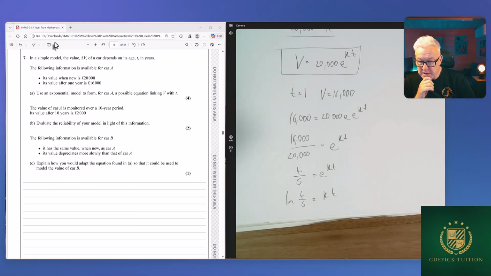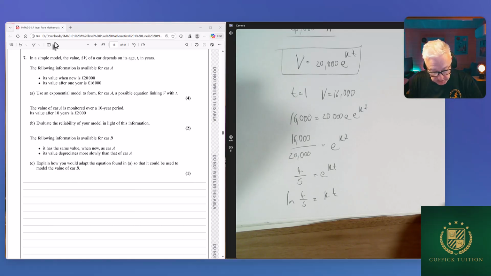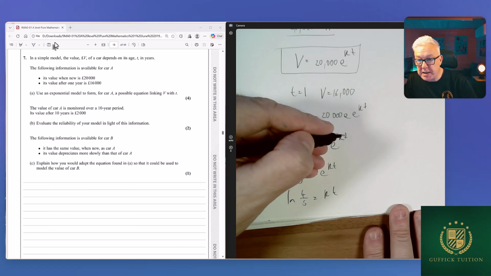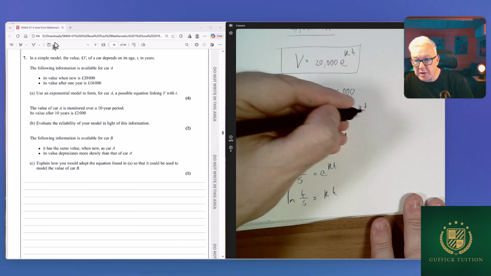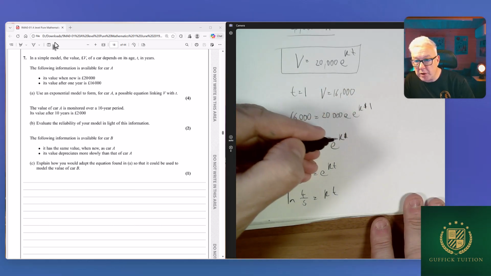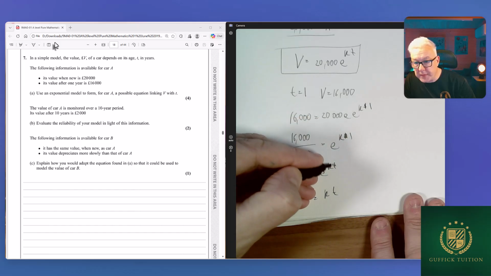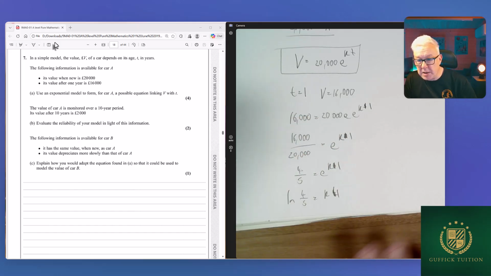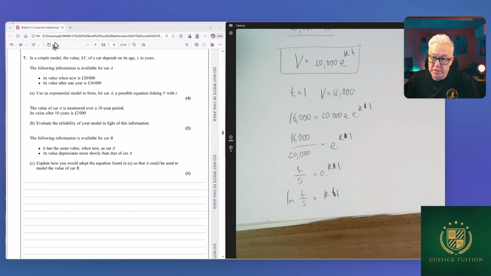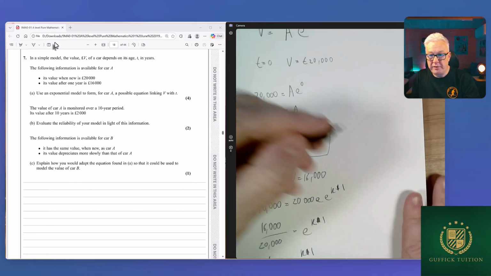Okay, that's perfect. So we've got our expression there. Oh yes, and actually that is when t is equal to 1, isn't it? So we've got to sub in the t there as 1. So that is a 1 there. That's a 1. So therefore k is equal to ln of 4/5. And that makes sense, because ln of 4/5 is a negative number, which is what we'd expect. So therefore we've got our full model now.